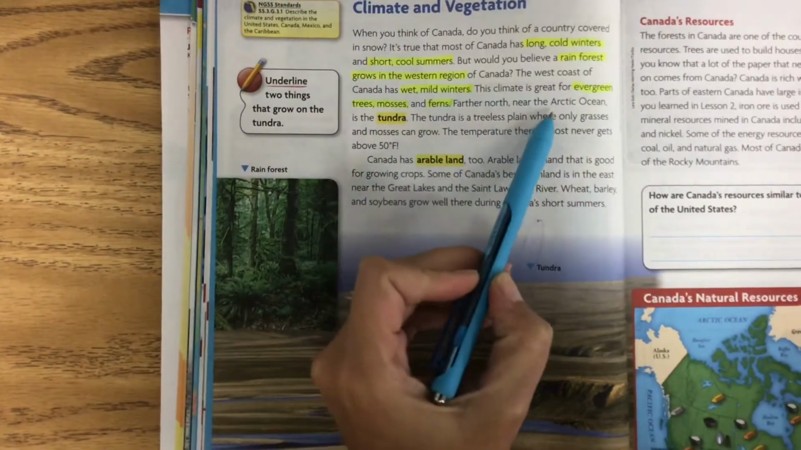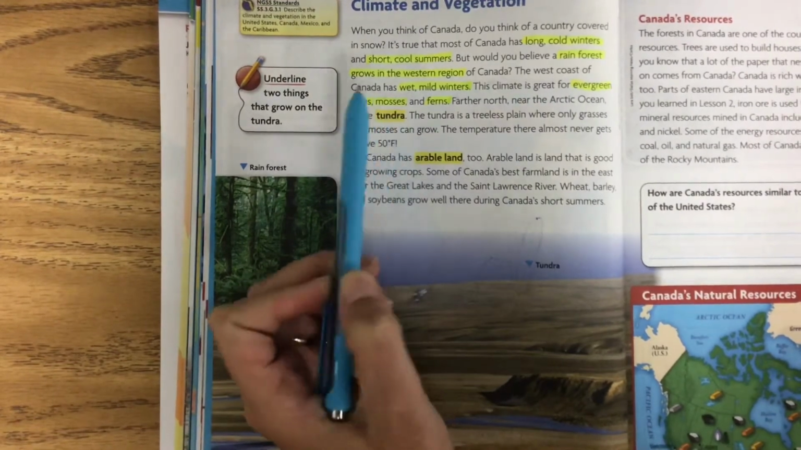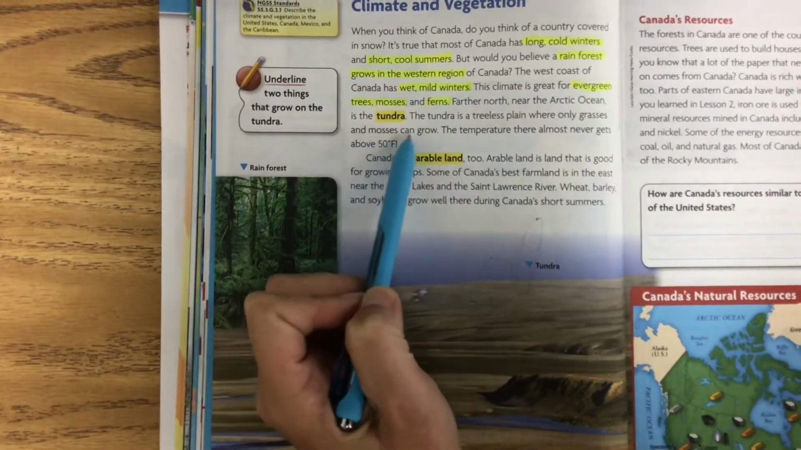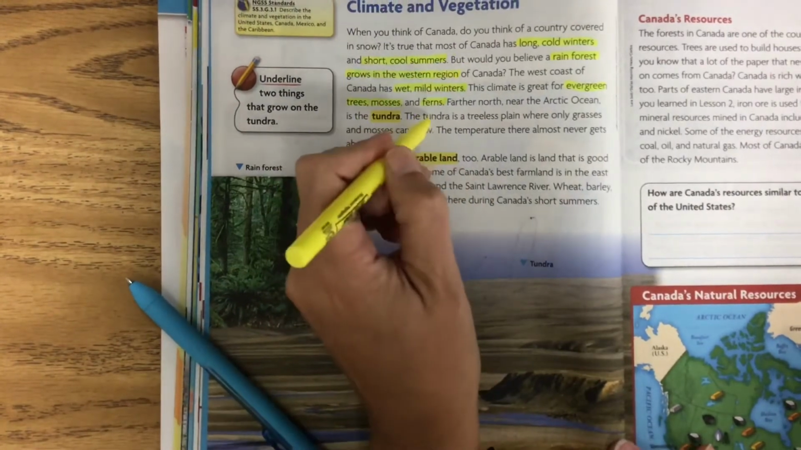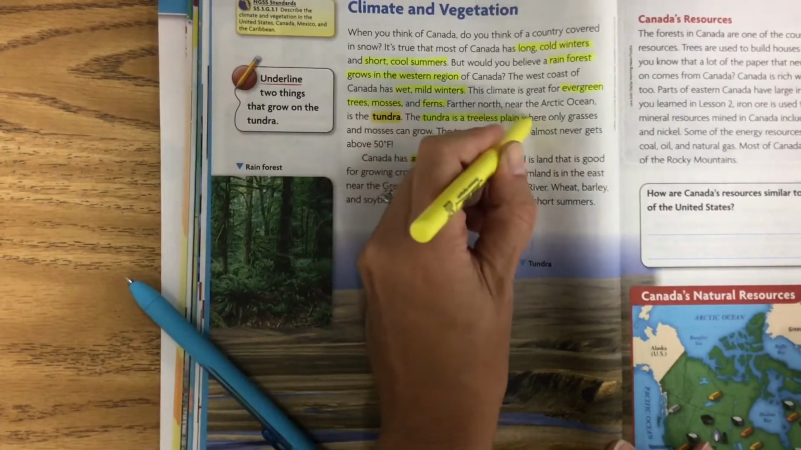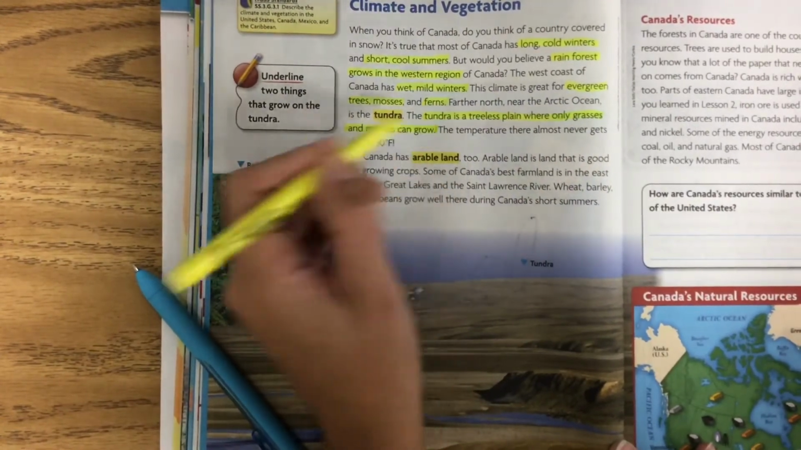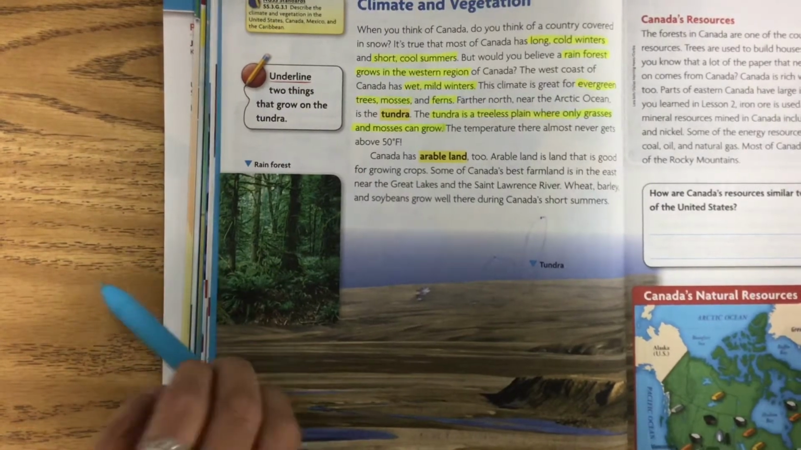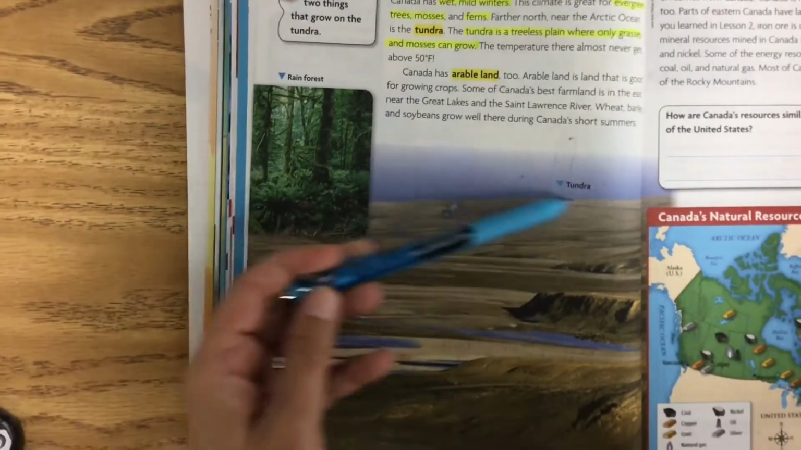Farther north, near the Arctic Ocean, is the tundra. Tundra is a vocabulary word. The tundra is a treeless plain where only grasses and mosses can grow. Let's highlight that definition of tundra. Tundra is a treeless plain where only grasses and mosses can grow. The temperature there almost never gets above 50 degrees Fahrenheit. If we look here, this photograph is a picture of the tundra.